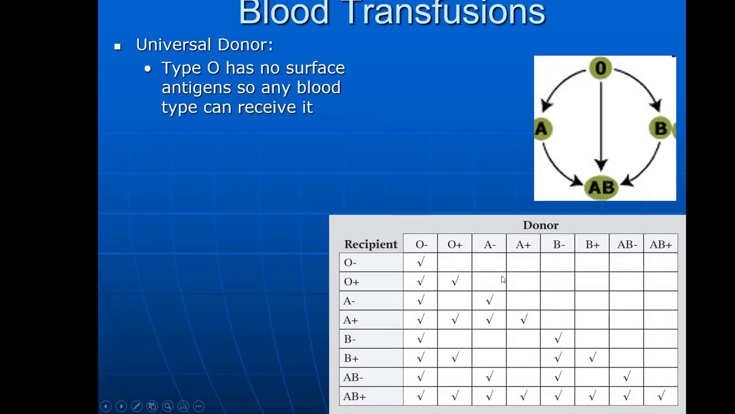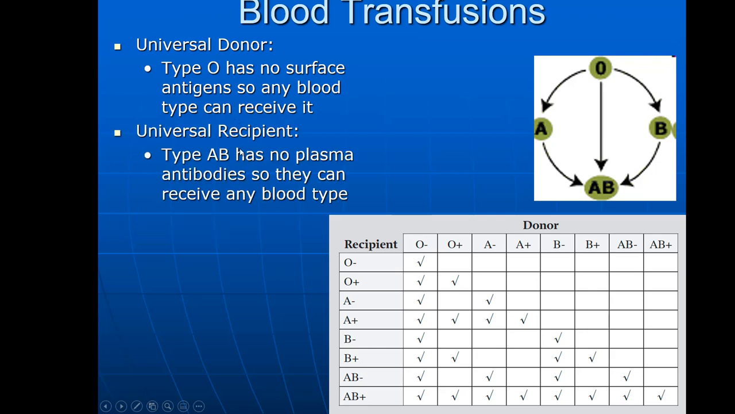All right, and lastly, as far as who can donate blood to who, universal donor is type O because it has no surface antigens, so any blood type can receive it. The universal recipient is type AB because they have no plasma antibodies, so they can receive any type of blood. Doesn't matter what antigen it has.